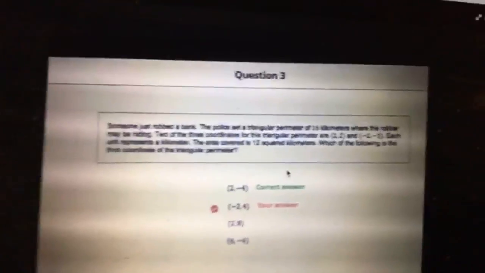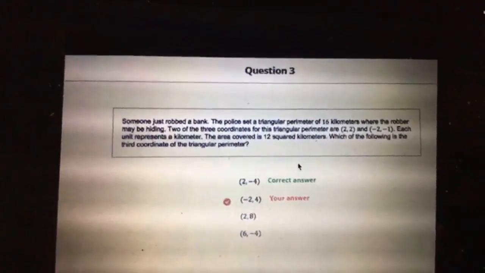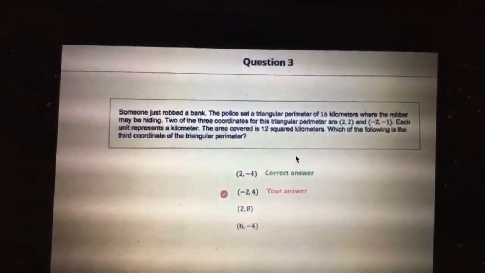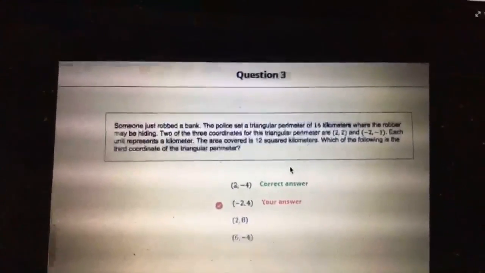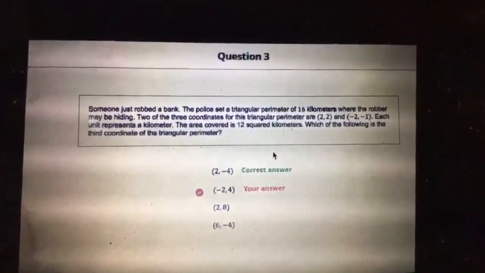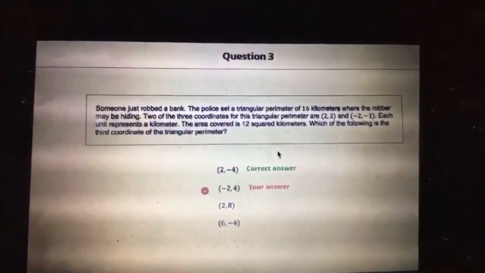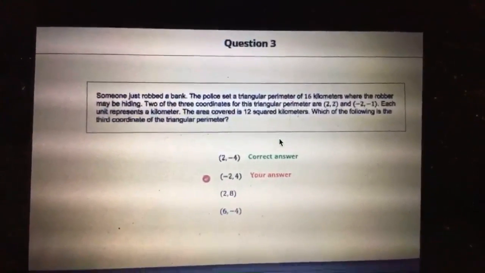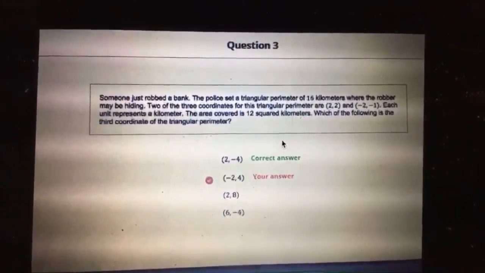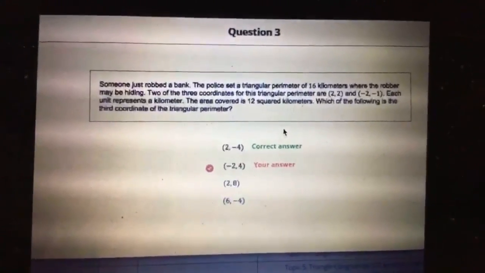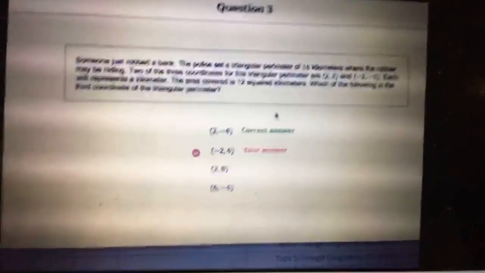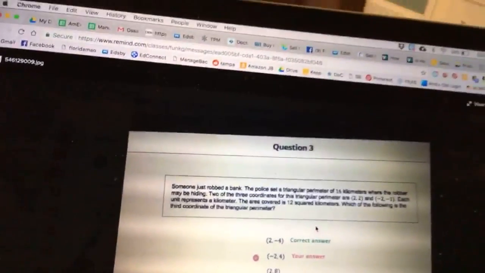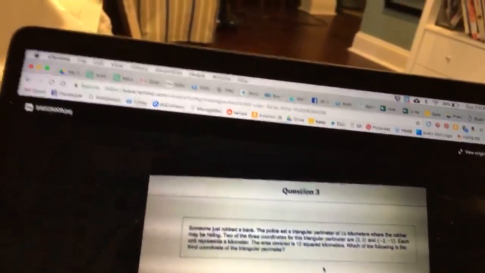Okay. All right. Someone just robbed a bank. The police set a triangular perimeter of 16 kilometers where the robber might be hiding. 2 of the 3 coordinates for this triangular perimeter are 2, 2, and -2, -1. Each unit represents a kilometer. The area covered is 12 square kilometers. Which of the following is the 3rd coordinate of the triangular perimeter? So let's definitely use graph paper for this.